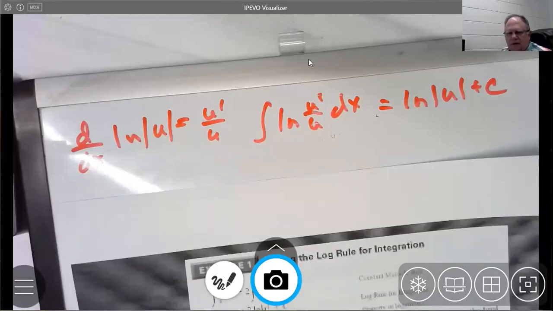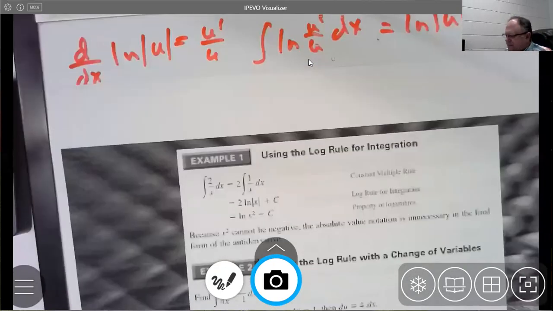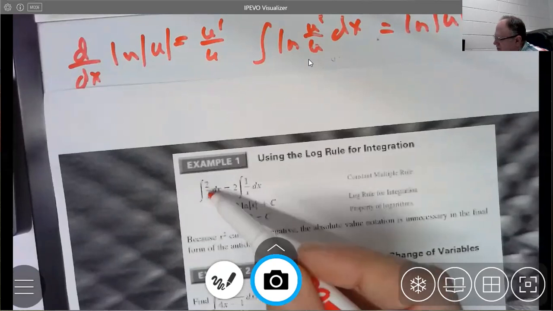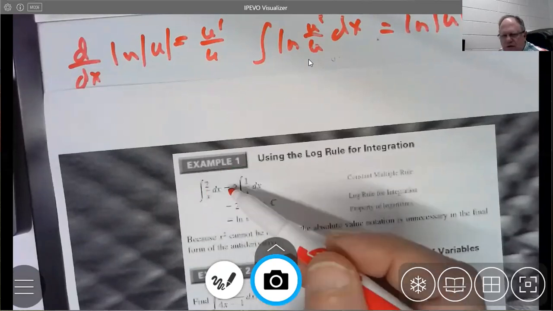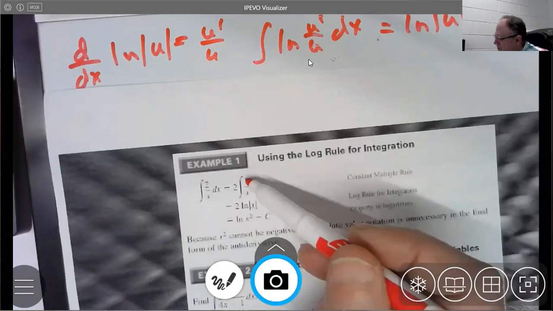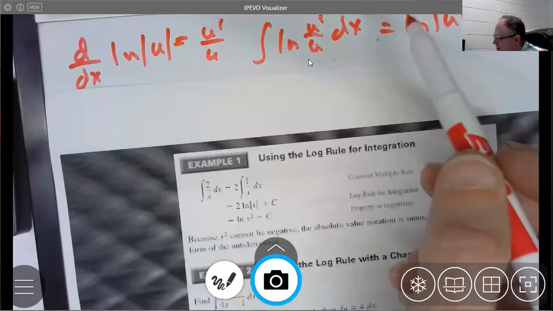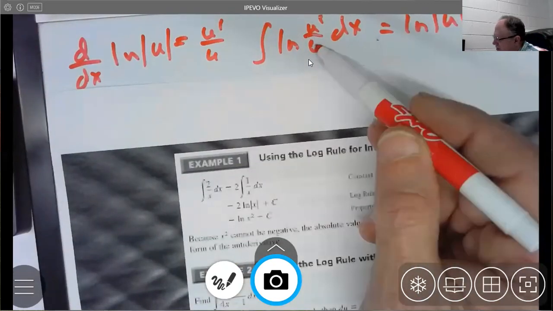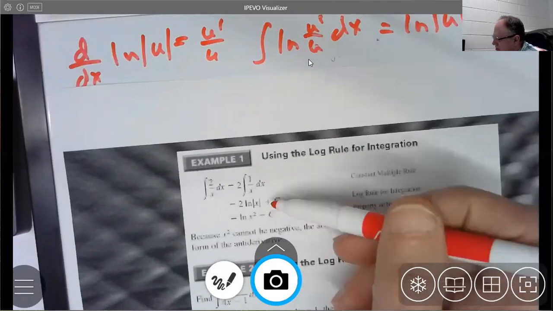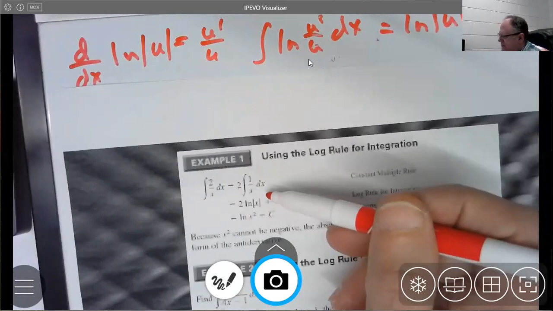Okay, so if we look at example 1, here we have the integral of 2 over x. So we could move that 2 out front and make that 2 times 1 over x. And that's what we get here. And that's 2 times natural log x plus c. And then we can move the 2 up as an exponent.